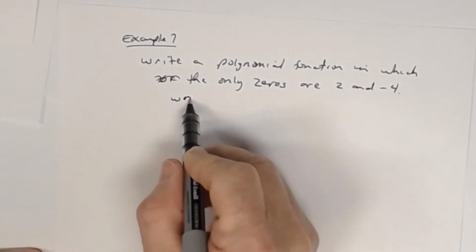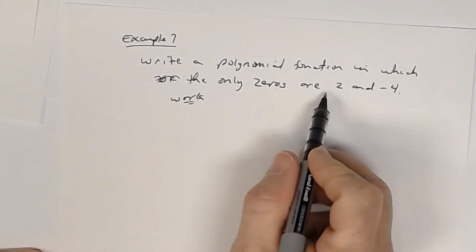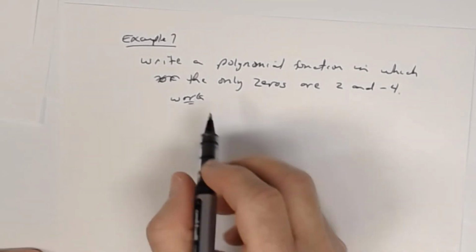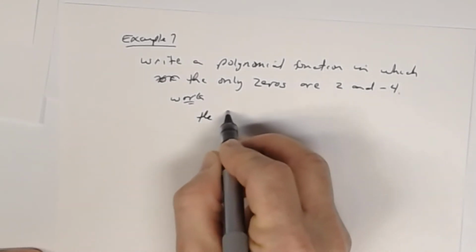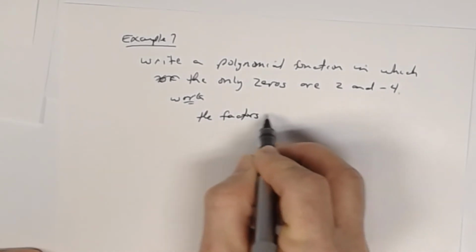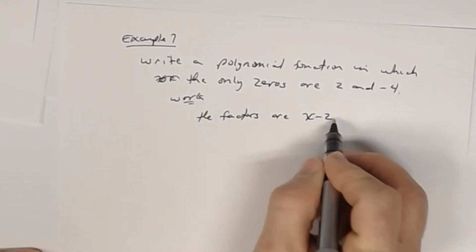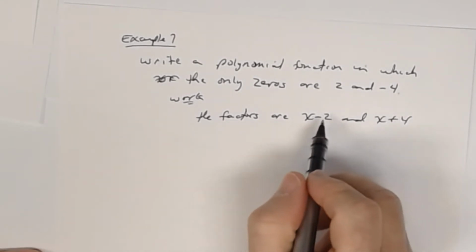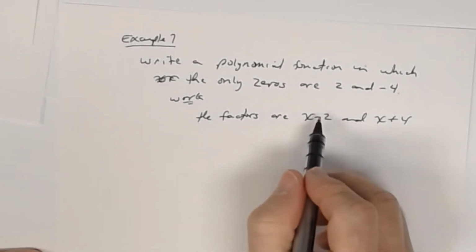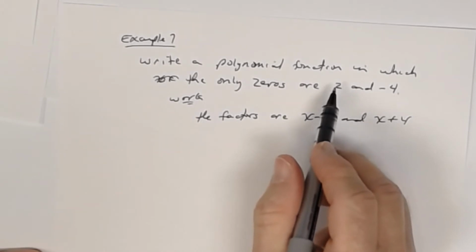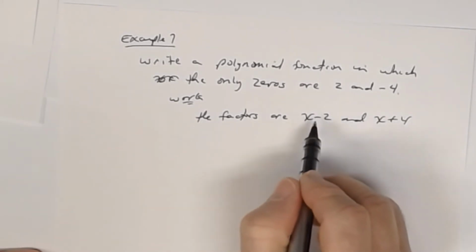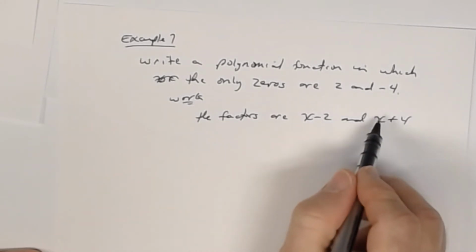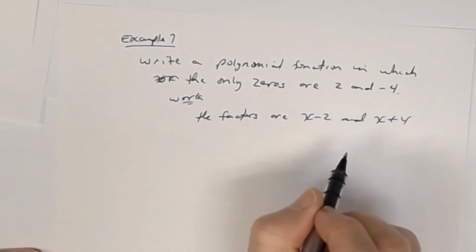Okay, so here's going to be your work. So you're going to say, well, if 2 is a 0, then a factor would be x minus 2. So the factors are x minus 2 and x plus 4. And always check. So if 2 is a 0, then a factor is x minus 2. So if I set that equal to 0, I'm going to get 2. If I set this equal to 0, I'm going to get -4. So you can always check.